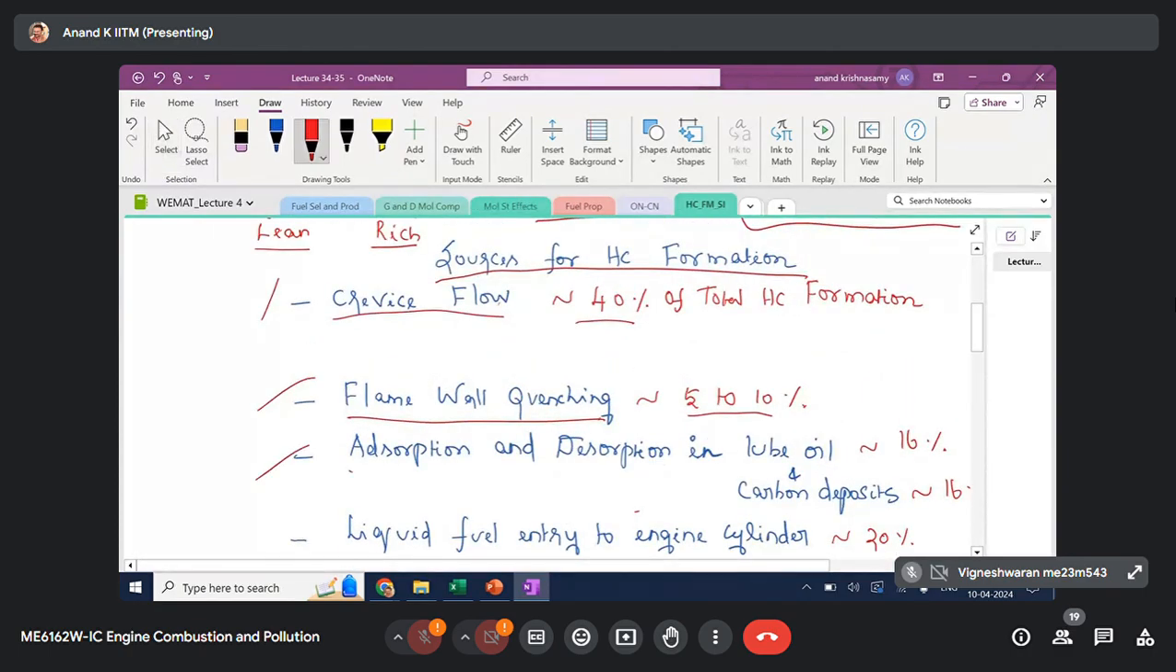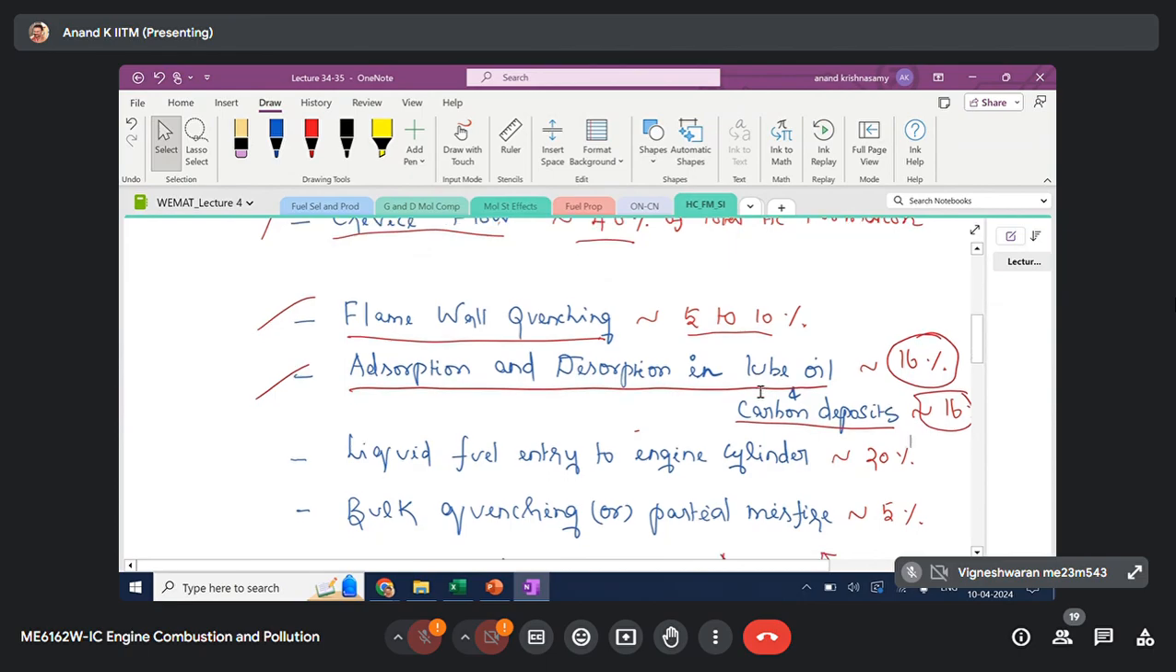The other source is adsorption and desorption in lubricating oil and carbon deposits. Typically, both carbon deposits and lube oil contribute around 16% each, so in total it is 32%. It is high, so we cannot avoid adsorption and desorption. As we have already discussed, adsorption and desorption are surface phenomena. They happen on the surface of the lube oil and the surface of the carbon deposit.